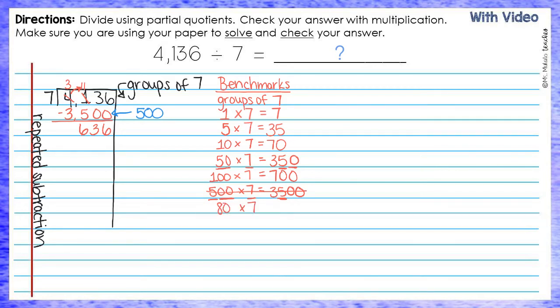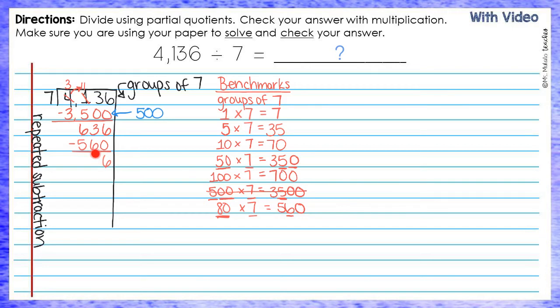Using our patterns of 10, we know that 8 times 7 is 56. But 8 tens means that 56 is in the tens place and we need a 0 in the ones place. Yes, 560 is much easier to take away from 636. All right, now it's time to subtract. 6 minus 0 is 6.